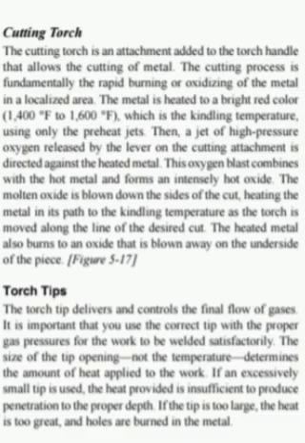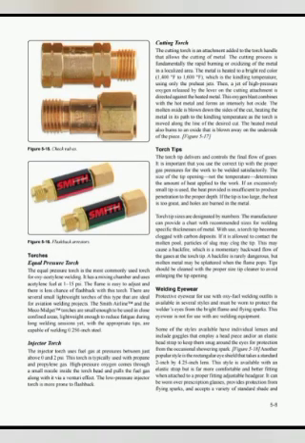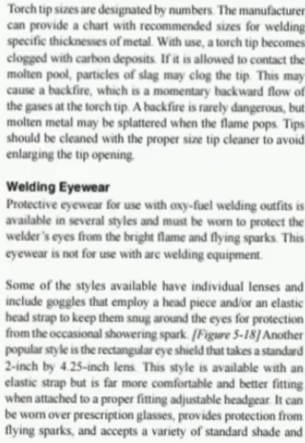If an excessively small tip is used, the heat provided is insufficient to produce penetration to the proper depth. If the tip is too large, the heat is too great, and holes are burned in the metal. Torch tip sizes are designated by numbers. The manufacturer can provide a chart with recommended sizes for welding specific thicknesses of metal.